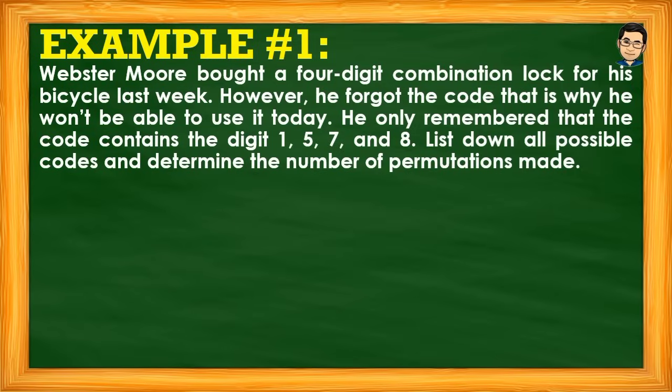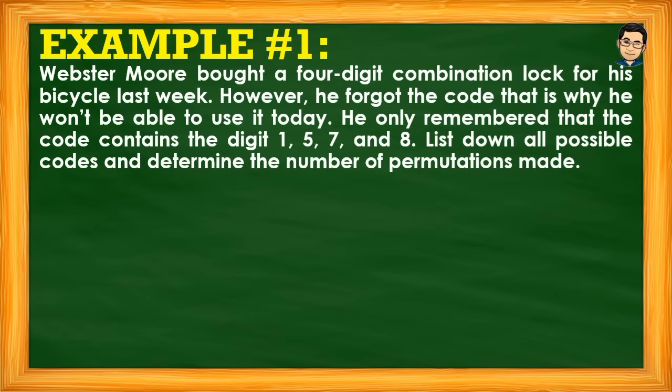Okay. So, si Webster Moore, bumili po siya ng combination lock. Syempre, kapag meron tayong combination lock, sinisecure natin yung ating mga gamit. Naalala lang po ni Webster Moore yung 4 na digits ng kanyang lock, 1, 5, 7, 8. Hindi po yan mismo ang kanyang code. Yan lang po yung mga digits na naaalala niya. Ililista ngayon natin yung mga possible codes. Paano natin ililista yon?